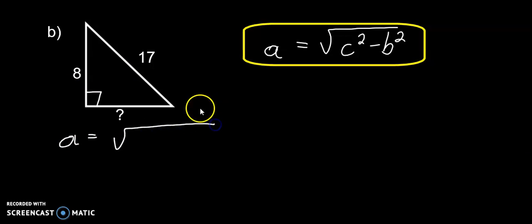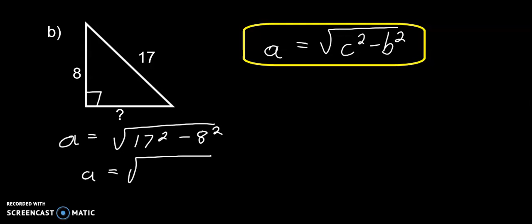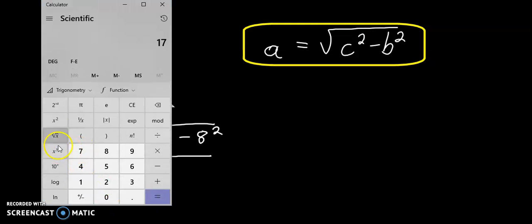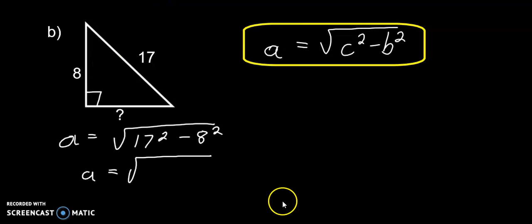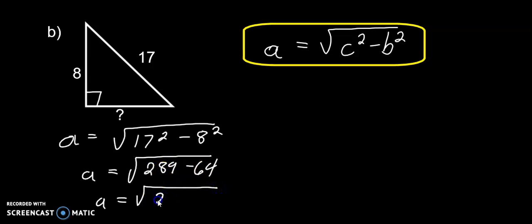So let's do it. a equals the square root of c squared, which is 17, opposite the right angle. So it's 17 squared minus 8 squared. What's 17 squared? 17 squared is 289. So a equals the square root of 289 minus 64, that's 225. And the square root of 225 is 15. So 15 is our answer.